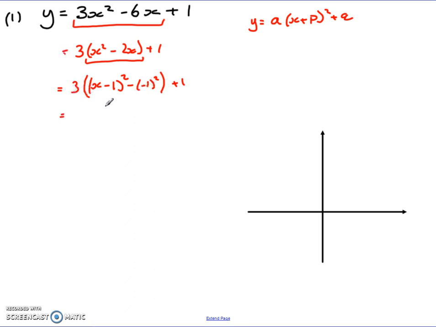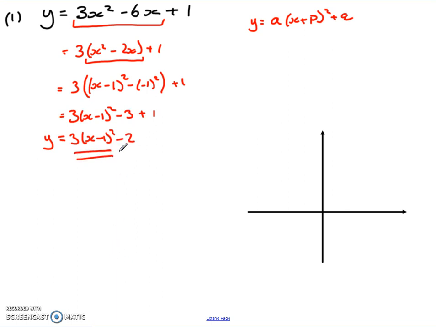We can then multiply this bracket out and simplify the whole thing. So I get 3 bracket x minus 1 squared, and I get minus negative 1 squared. So that's just minus 1, but it's minus 1 times the 3, so it's then minus 3, and then plus 1 at the end. And I can simplify it down to say y equals 3 bracket x minus 1 all squared, take away 2. So that's me got my graph in completed square form.